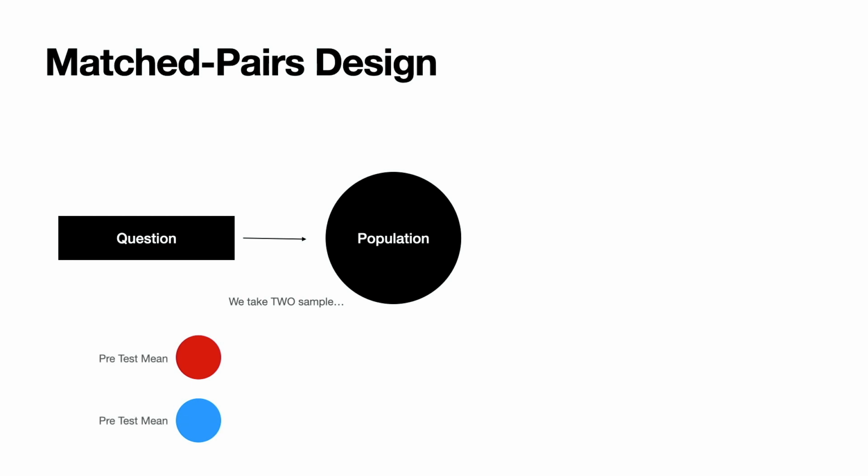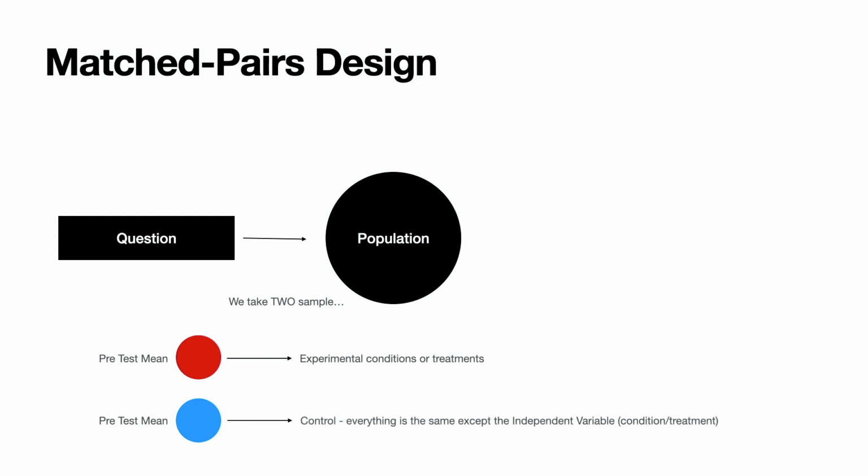For both groups, we take the pre-test, where are each one of these groups in terms of their depression prior to doing anything. Then we take our test group and we give them the new drug, the experimental conditions or treatments. We subject them to that. And in the control group, we put them through everything the same. We bring them into the room, we talk to them about depression or whatever it is. We do everything the same except for giving the drug.